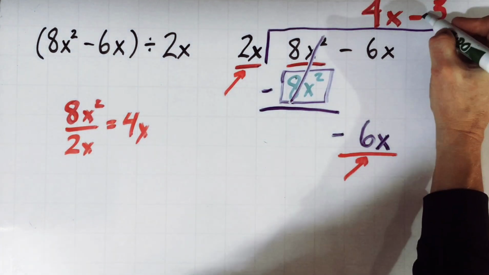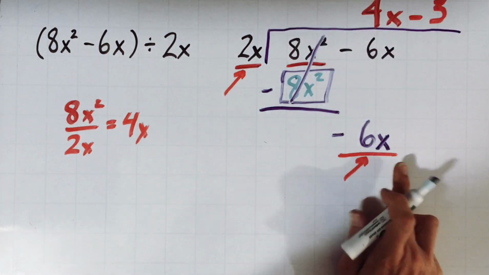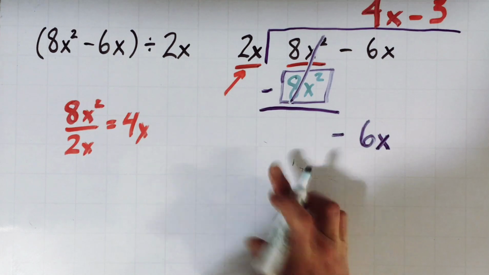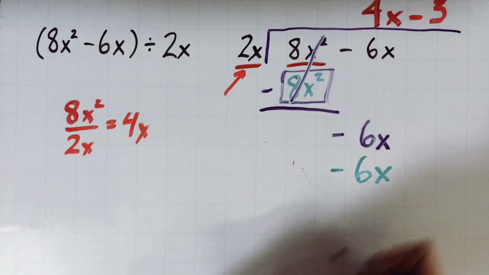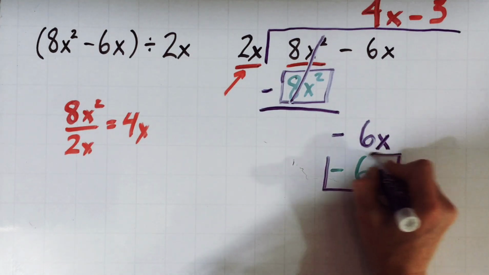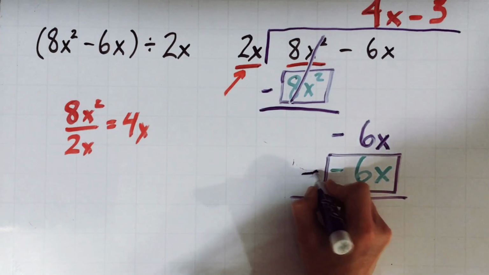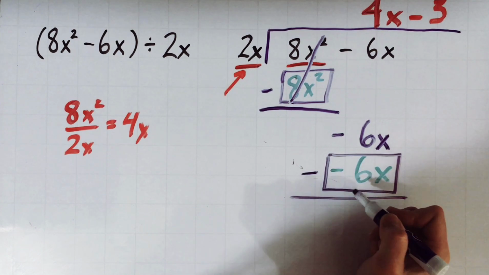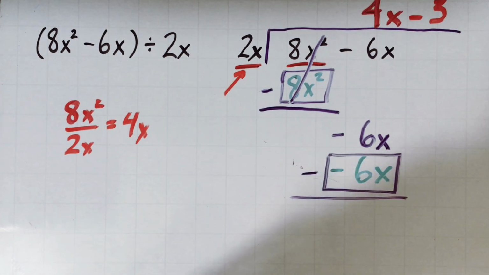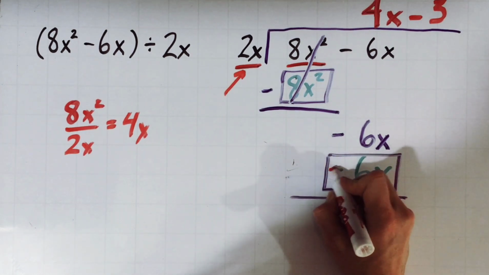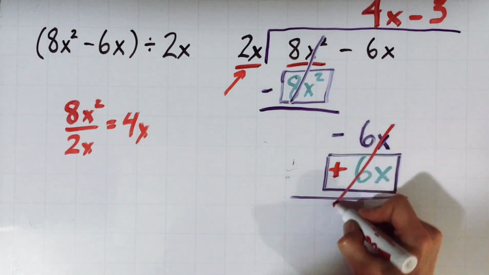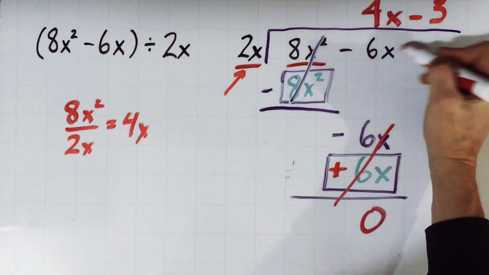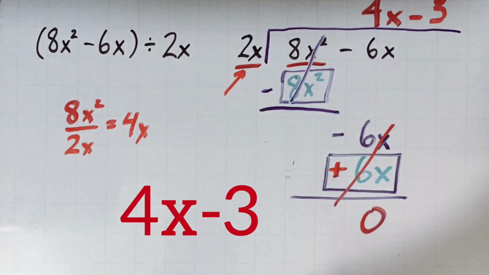Then we proceed to multiply that. Negative 3 times 2x gives us minus 6x. Then we remember that we have to subtract this quantity. In this case, we have minus a minus. Minus a minus always becomes a plus. So here we have minus 6x plus 6x, which cancels to 0. So here we have our solution, 4x minus 3.